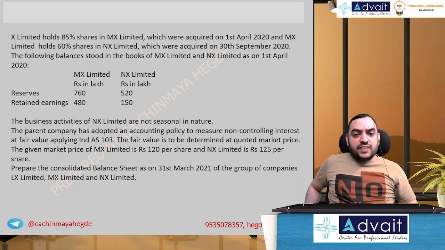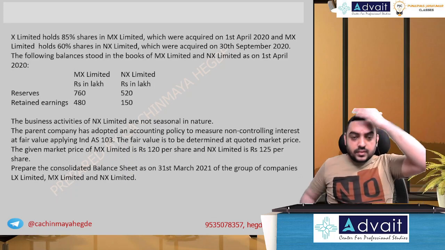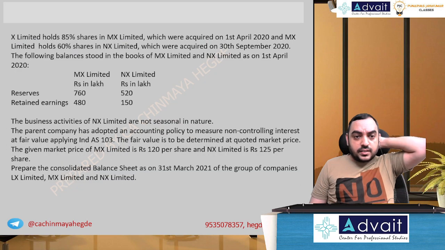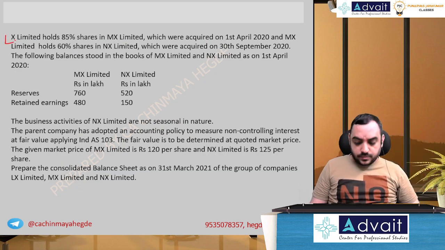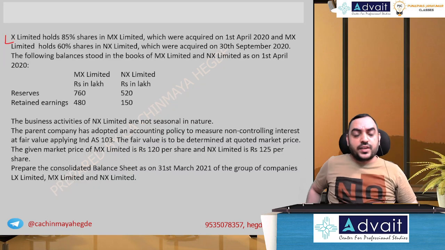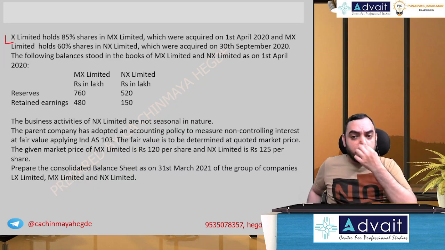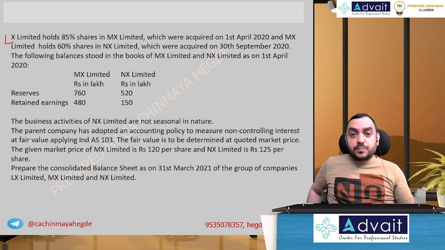LX Limited holds 85% in MX Limited, which was acquired on 1st of April. And MX Limited holds 60% shares in NX Limited, which were acquired on 30th of September, the middle of the year. The following balances stood in the books of MX Limited and NX Limited on 1st of April: reserves, retained earnings. The business activities of MX are not seasonal in nature. So basically you can divide on a time proportion basis because the acquisition took place during the year.